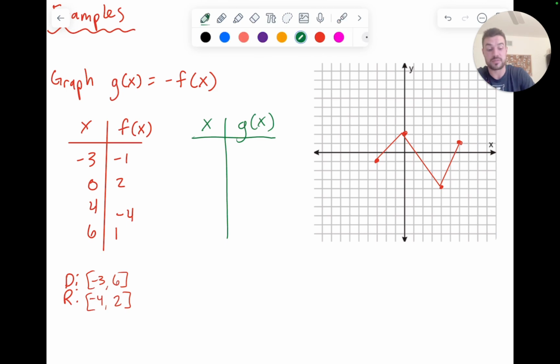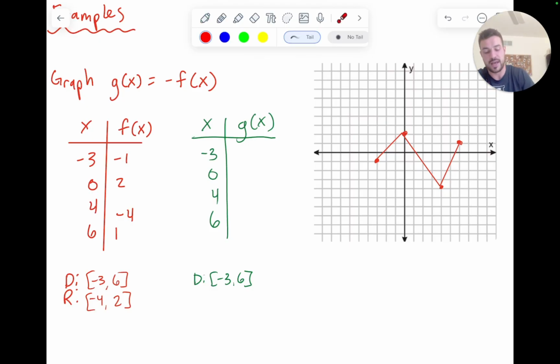So my inputs, my x values, get to stay exactly the same. All right, there's no horizontal transformation, right? X's are horizontals. So those are going to stay exactly the same. Now, that means that my domain is also going to stay the same. We're only talking about vertical transformations. That means only our range and output values should be affected.